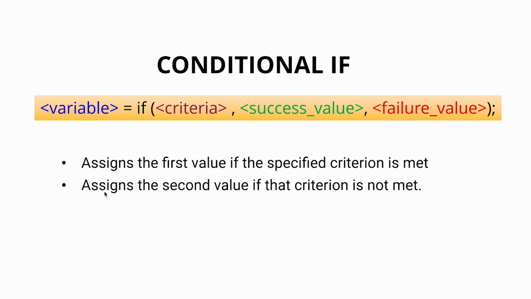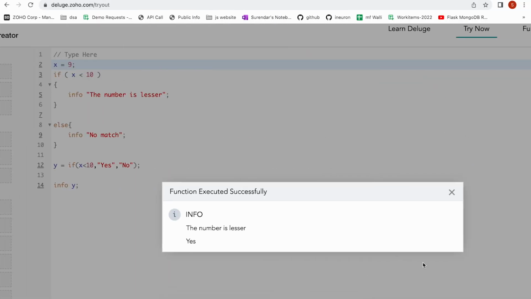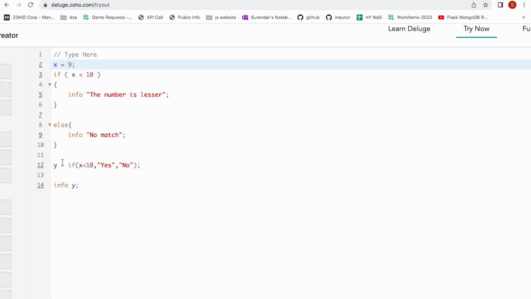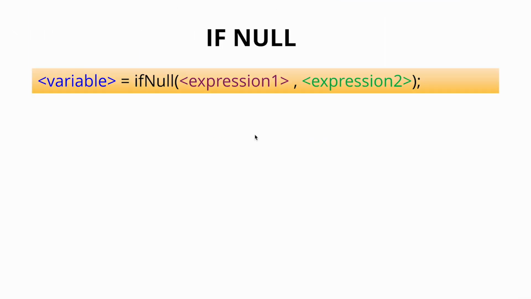So the first value will be the success criteria, and the second value will be the failure criteria. And we also have if null. We can check if a given criteria is null or not. So there are scenarios where we may have to handle the null statement, and in that case we will say if null of x, then 0, or we will say yes. Okay, so this is how things work.